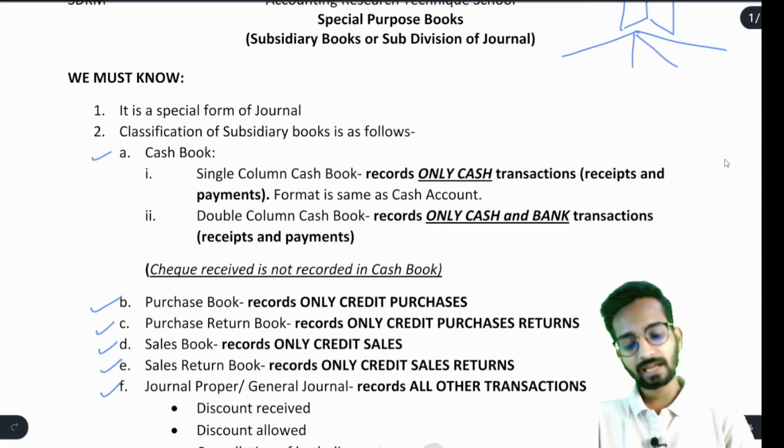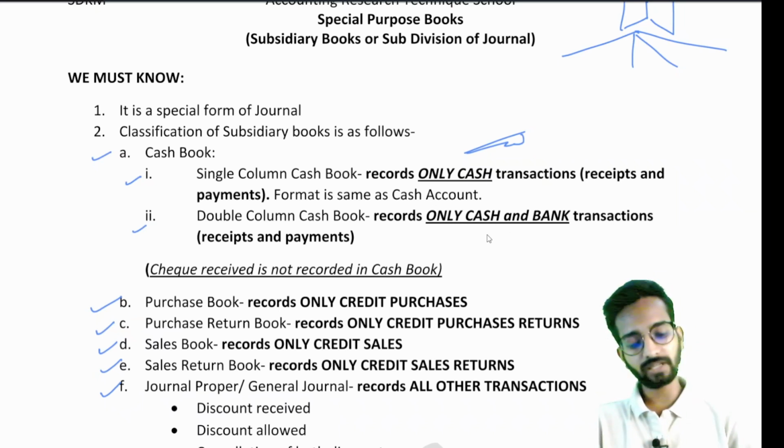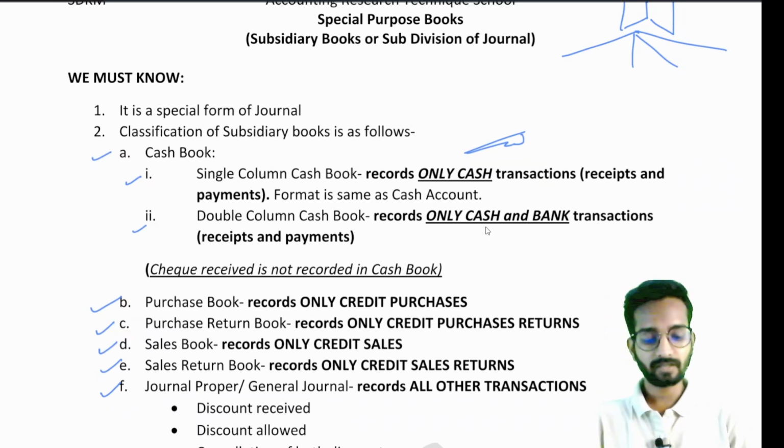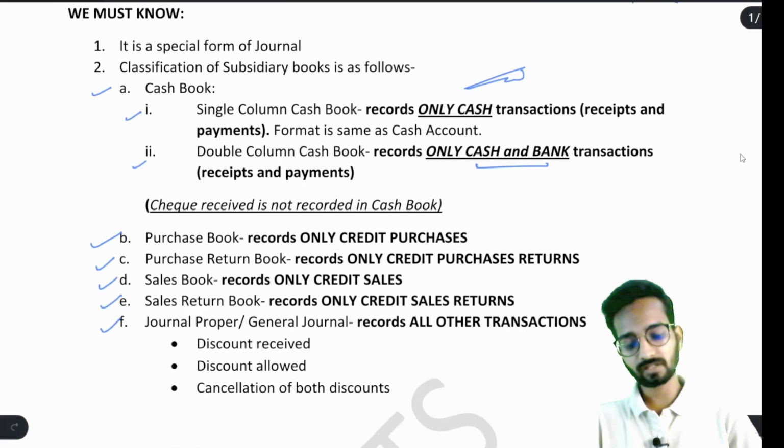See, in cash book, we will record only cash transactions. Like that, there are again two bifurcations in cash book, single column and double column. In single column, only cash transactions. In double column, cash and bank transactions, which will include both receipts and payments. Now, after that, another book is the purchase book.